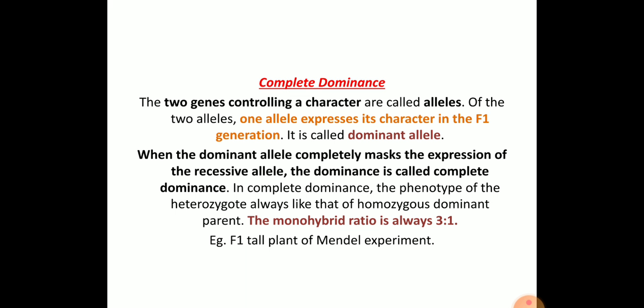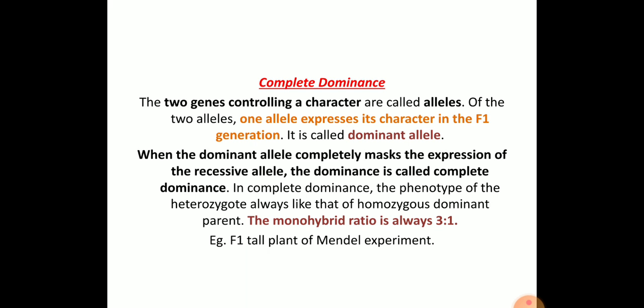Coming to the first example under allelic interaction, that is complete dominance. Complete dominance is where two genes control a character, and they are called alleles. Of the two alleles, one allele expresses its character in the first filial generation, or the F1 generation. That is called the dominant allele, and it will be expressed in the first generation.